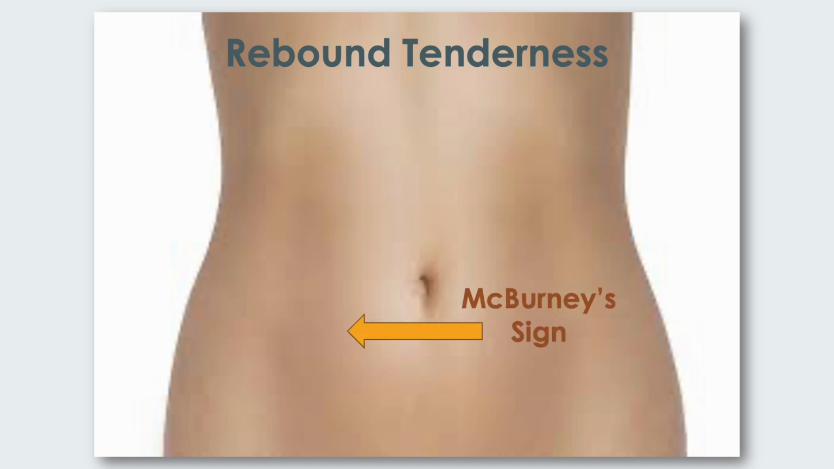McBurney's sign is rebound tenderness localizing to the right lower quadrant, indicative of appendicitis. Whereas Murphy's sign is rebound tenderness localizing to the right upper quadrant, indicating inflammation of the gallbladder.